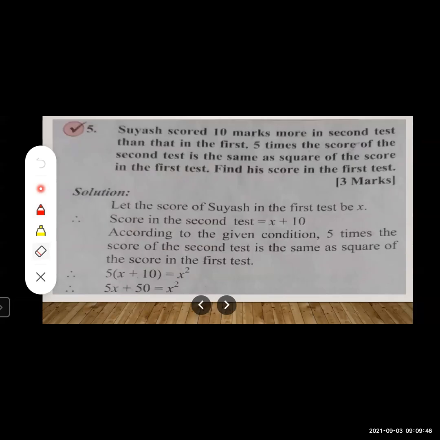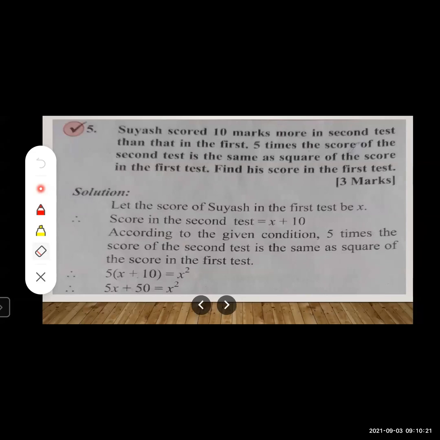Suyesh scored 10 marks more in the second test than that in the first. 5 times the score of the second test is the same as the square of the score in the first test. Find his score in the first test. Students, this is also a very simple sum. You only have to read very carefully. This sum also carries 3 marks in the board exam.